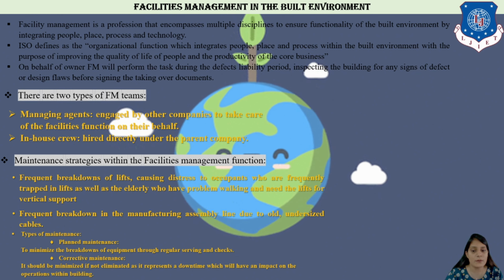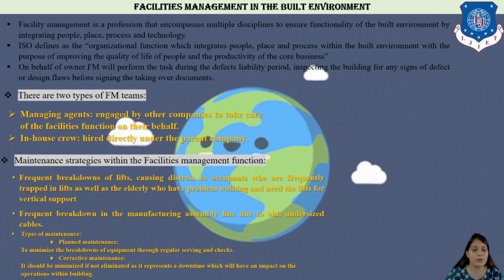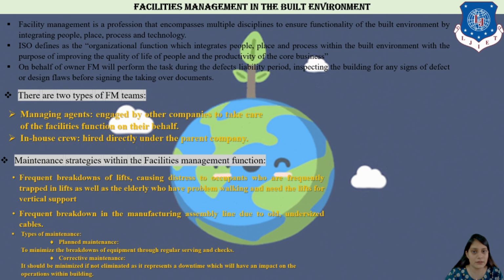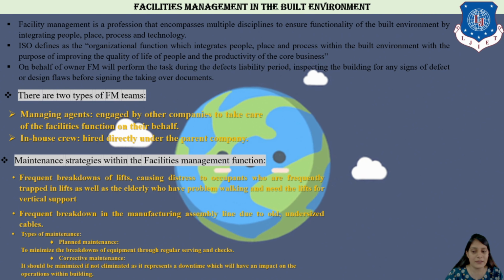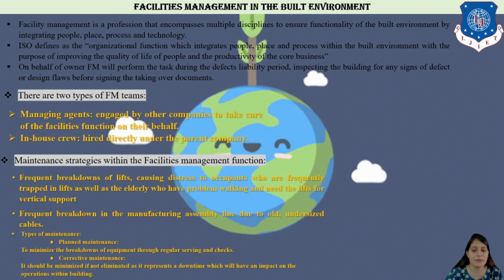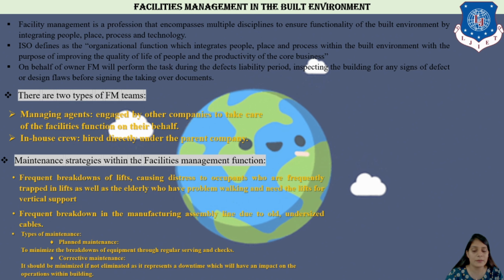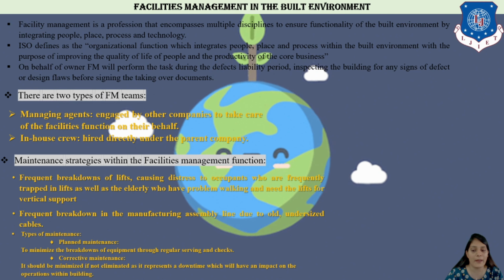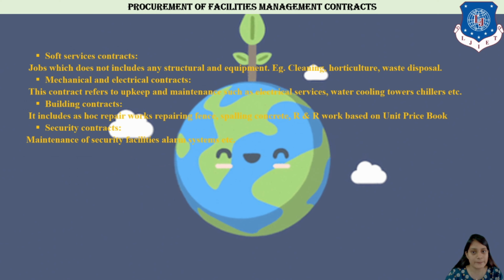Next come frequent breakdowns in the manufacturing assembly line due to old undersized cables. Types of maintenance are planned maintenance and corrective maintenance. To minimize the breakdown, corrective maintenance should be minimized if not eliminated, as it represents downtime which will have an impact on operation within the building.